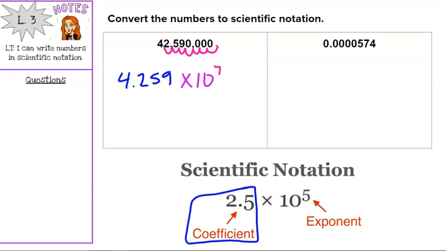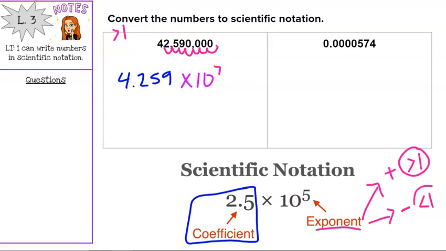And my exponent is going to be positive because this number starts off as a number that is bigger than 1. So your exponent will be a positive number if your number is bigger than 1, and it'll be a negative number if your number starts off as less than 1. I'd like you to try the second example, see what you can do, and then resume the video when you're ready to view the example together.